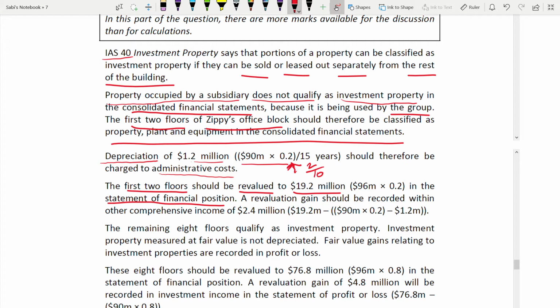Because once you revalue the PPE, the revalued amount will go in the statement of financial position, no? But before we find the gain or loss on revaluation, how 96 into 0.2? Wherever you see 0.2, it is simply 2 divided by 10. Out of 10, 2 floors are PPE. So only those 2 floors will be revalued. We have clearly written in the sentence also the first 2 floors, out of 96 million. So we'll say 96 million.